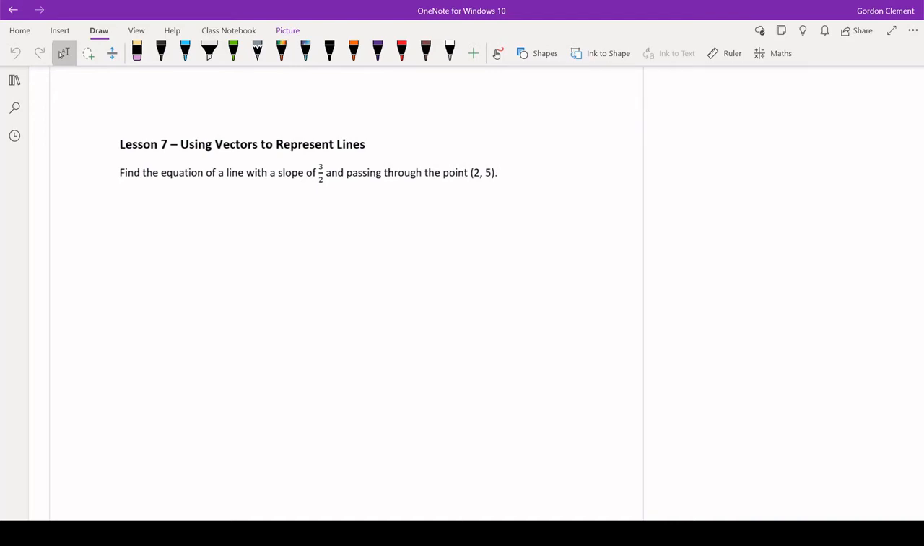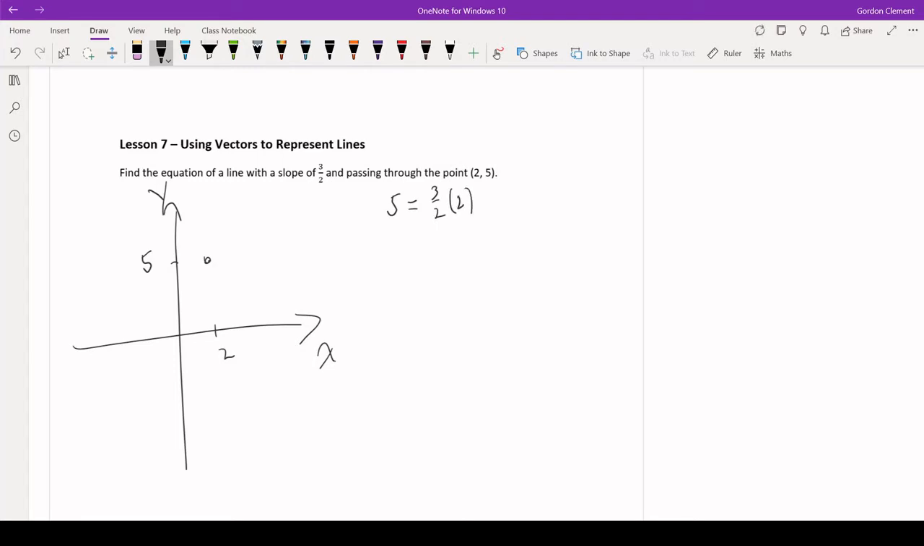Okay, so we are going to now use vectors to represent lines. What we're going to do is a bit of a throwback to grade 9. This is a question we do all the time in grade 9. You've got the point (2, 5), and we have a slope of 3 over 2. So what you would have done in grade 9 is plug in the point, plug in the slope, and solve for your b, and then get that your equation is 3 over 2 x plus 2, something like that.